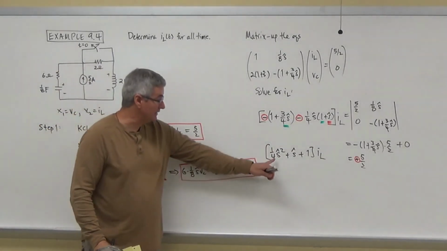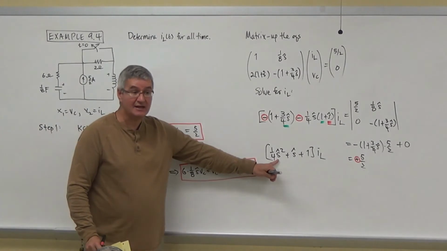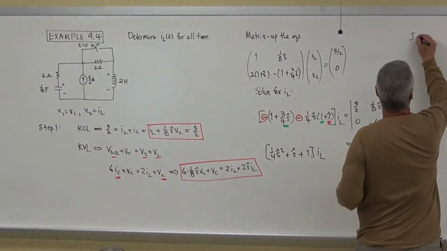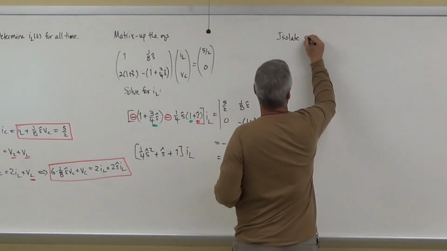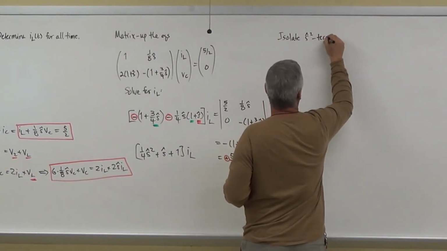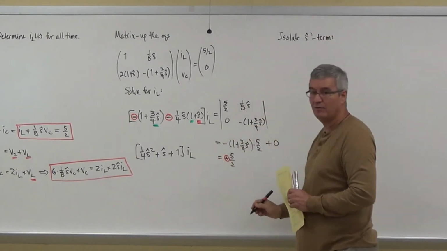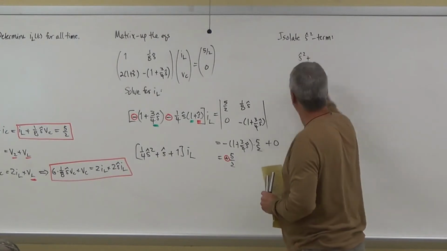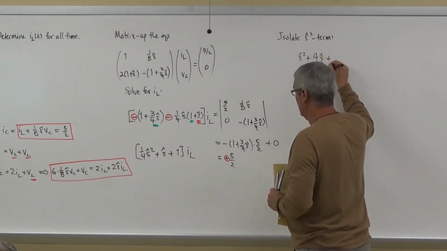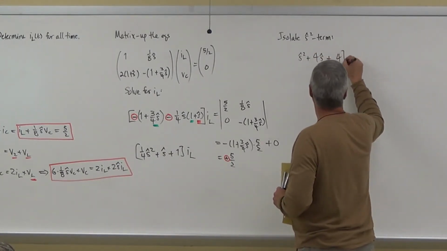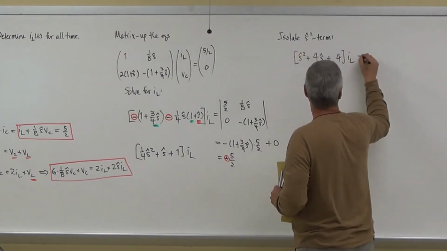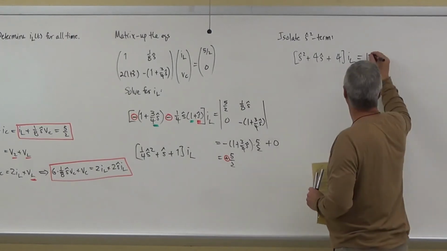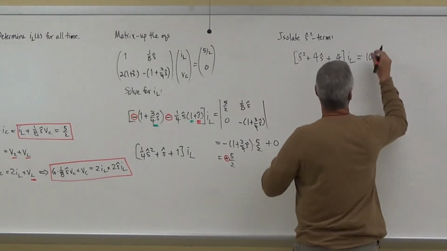Now I'm going to clean up this mess. How do I clean it up? I have to isolate the s hat squared term, right? So I multiply everything by 4. I get s hat squared plus 4 s hat plus 4, operating on IL, and then I multiply this side by 4, which should give me 10. Here's my equation.